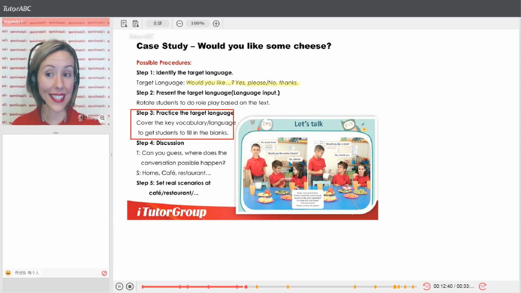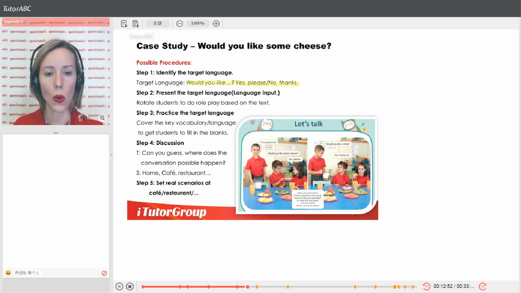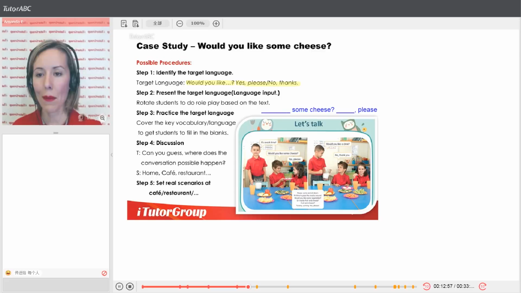And then we might see if they remember by doing a bit of exercises, maybe cover the key vocabulary or language and get the students to fill in the blanks. So maybe you might write on the board something like this, or maybe you'll cover it up in the lesson plan there. So maybe like this, and then get the students to go through and fill in the blanks. So we're practicing that language.